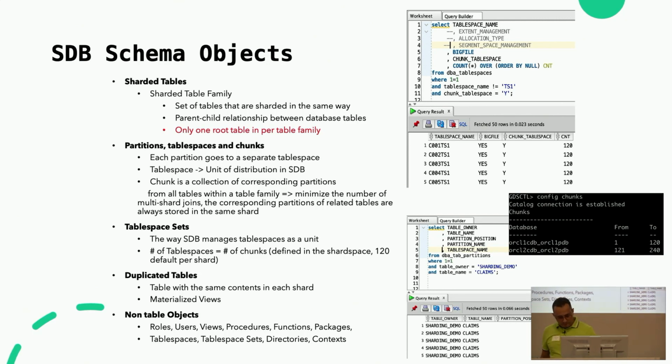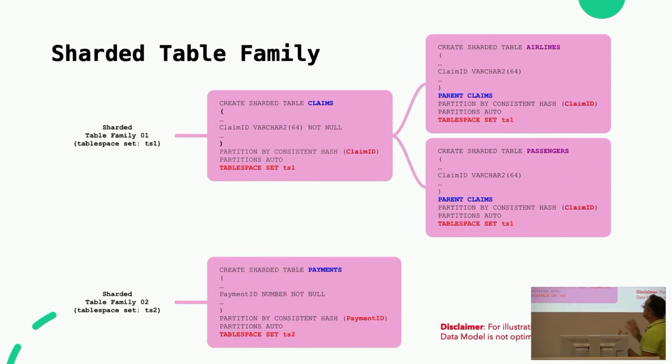So moving forward, what does a sharded table family actually look like? For example, on the diagram, we have a sharded table family called claims, and it's partitioned by consistent hash. That's the syntax if you want to partition it by something. Of course, we're going to touch base on that a bit later in the slides. In this case, my claim ID is my partition key, sorry, my sharding key. And all this is being stored in something called tablespace set TS1.